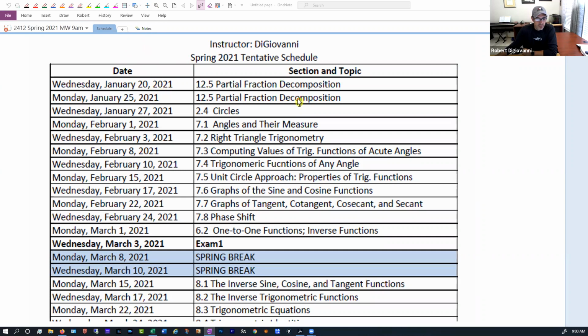We are going to be covering partial fraction decomposition, continuing what we did last week. And we should get through this today, and then that'll set us up for circles on Wednesday.